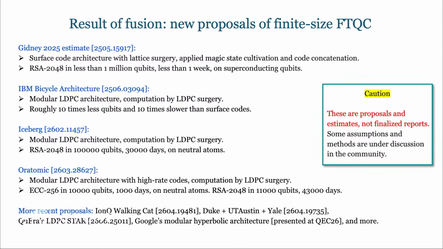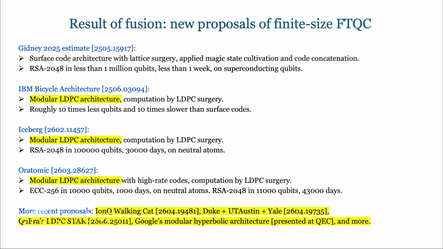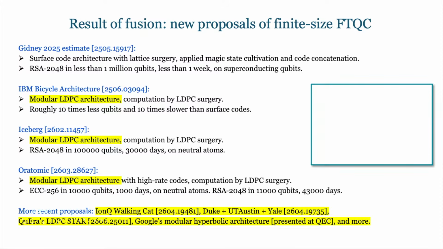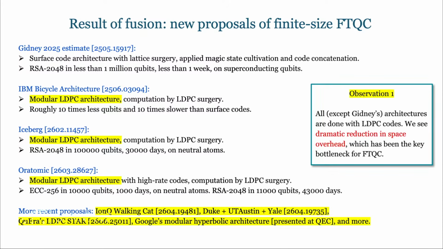But with that being said, I think it's very clear that these works are kind of pointing in a similar direction, and I want to highlight that direction. So the first observation is that all of the architectures besides Craig Gidney's architecture are done by LDPC codes. And we see a dramatic reduction in the space overhead of computation, which has been a crucial bottleneck for near-term FTQC.